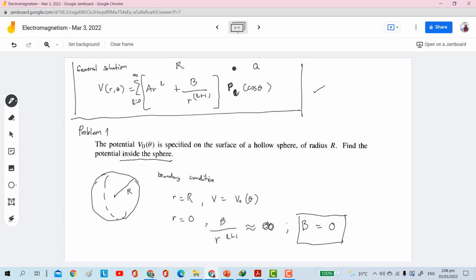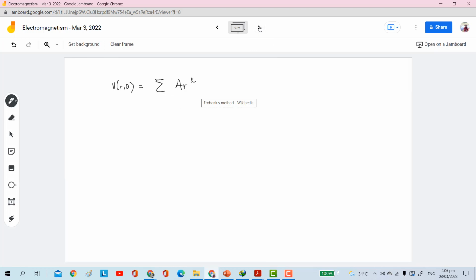Nga dili siya mo blow up. Multiplied by P sub L of cosine theta. So, kini na lang ato ang solution for this particular problem, where L is equal to 0 to infinity. Okay. And then, using the boundary condition, R is equal to R. If R is equal to R, your V, kini siya nga potential is equal to V naught, which is just a function of theta.